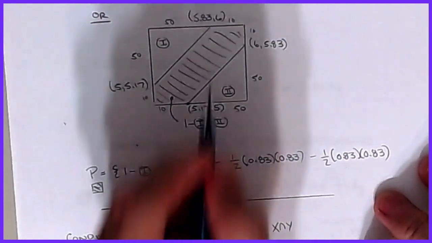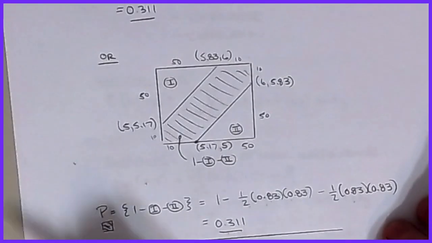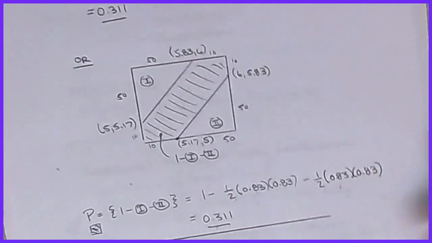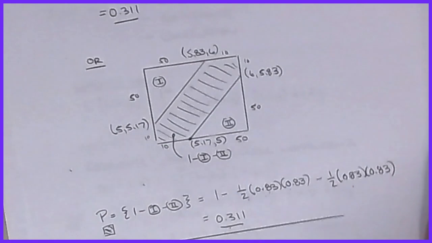And if I do it, I get the exact same numerical math number that we got up here. It's 0.311 and 0.311. Okay? All right, so that's what we have for that one.